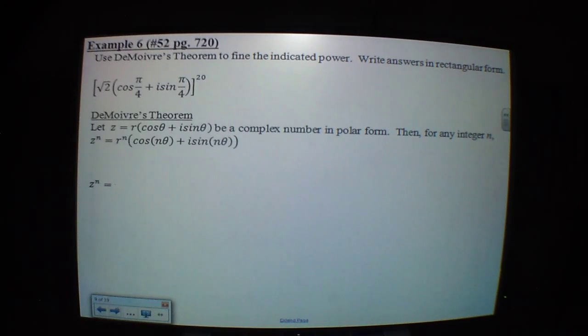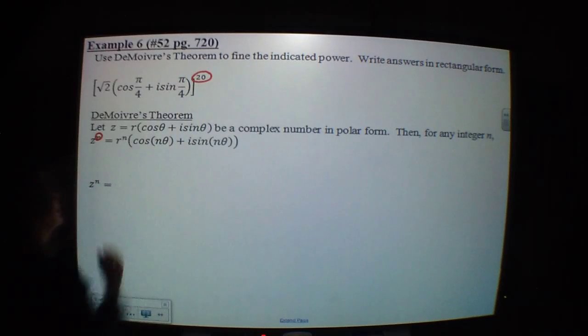Use De Moivre's theorem to find the indicated power. Write the answers in rectangular form. Here is the theorem. Let z equal r cosine of theta plus I sine of theta be a complex number in polar form. Then for any integer n, z to the power of n is equal to r to the power of n times the quantity cosine of n theta plus I sine of n theta. So here when I'm doing this, there's my power. There's my power. So n is 20 here.